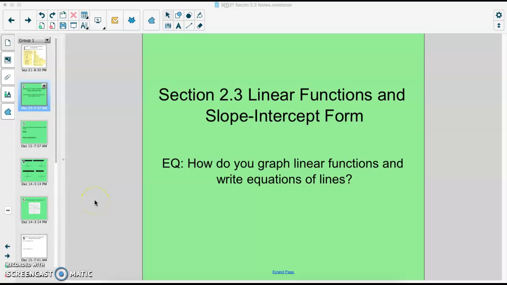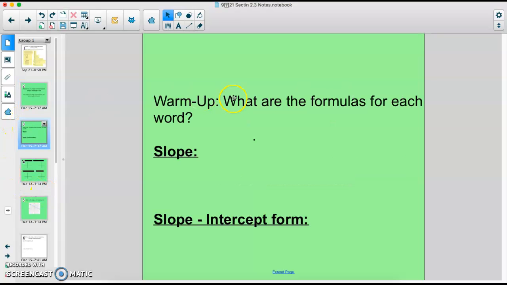Alright, welcome to 2.3, linear functions and slope-intercept form. We're doing 2.3 before 2.2, so just make sure that you're working on the right section. Our essential question: how do you graph linear functions and write equations of lines? So a little warm-up for us.